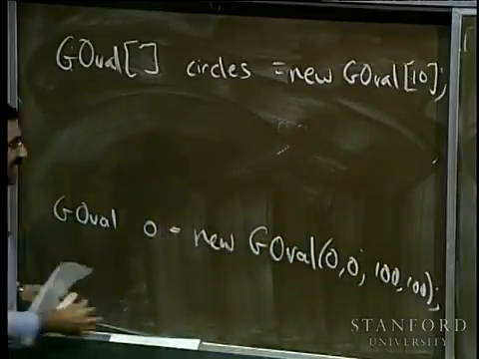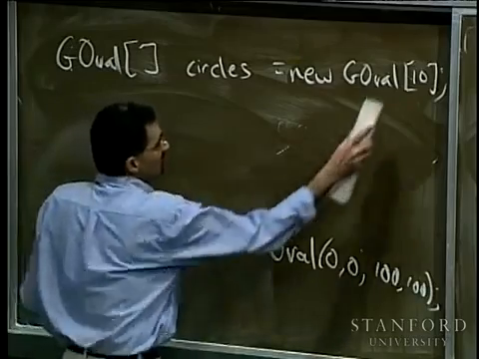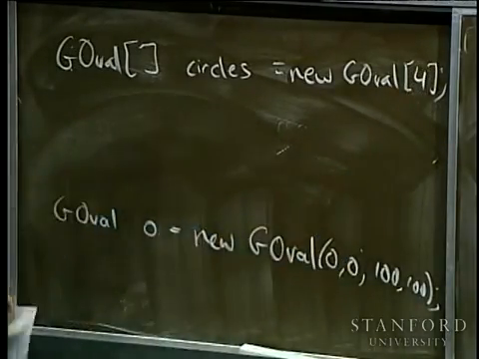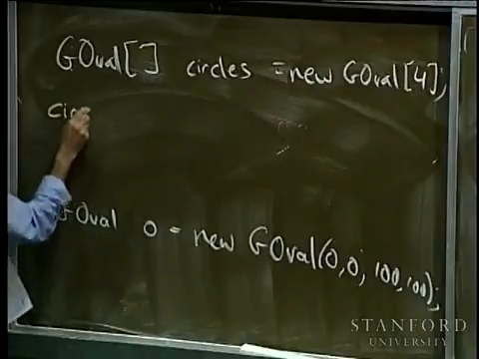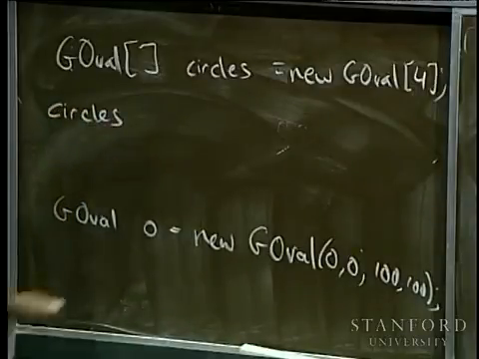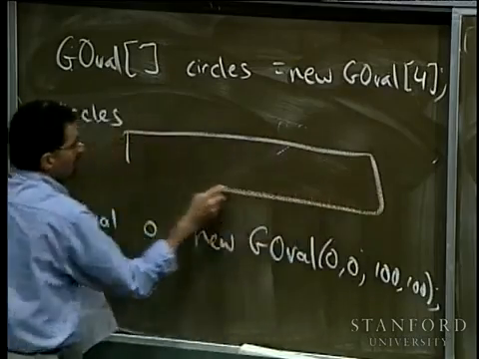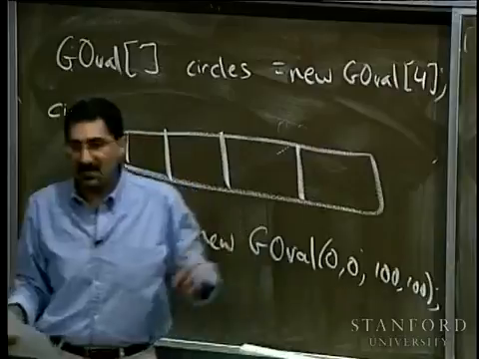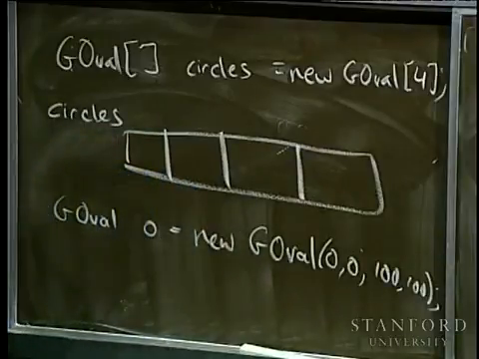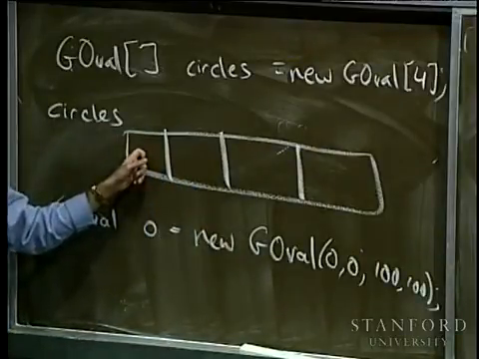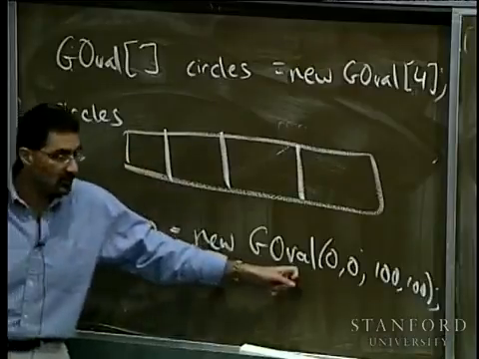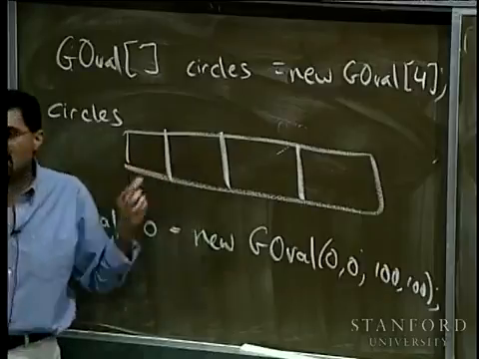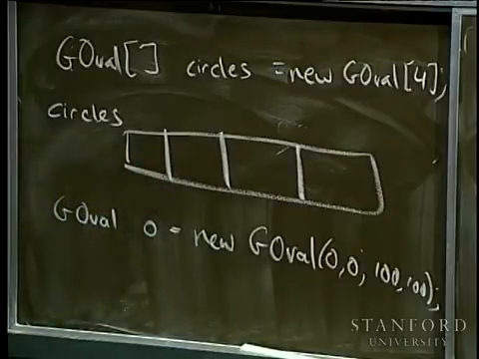Okay? So what does that actually mean? Let me make this a little bit smaller so I don't have to draw 10 boxes. I'm going to make this 4. Okay? But same effect. When I do this declaration, what I now have is this thing called circles, which is an array. It's an array that's got 4 cells in it. And each one of these cells is basically going to be able to store a GOval. But each one of these cells right now doesn't actually have a GOval in it. Why? Because I haven't created a new GOval in each one of those cells. Each one of these cells or elements, all it has in it is the ability to store a GOval.